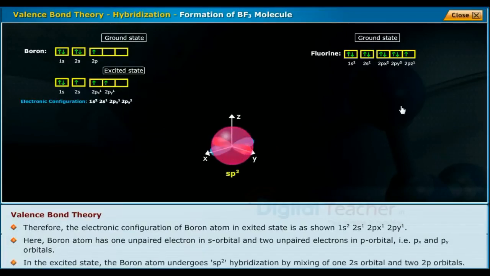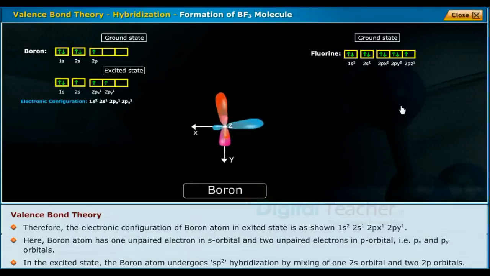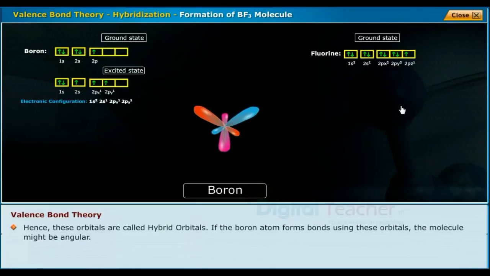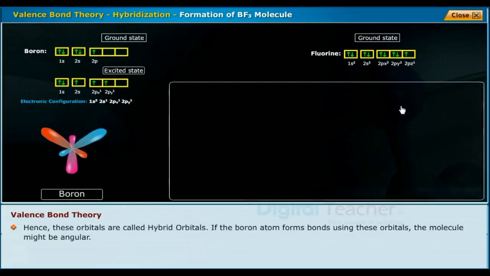In the excited state, the boron atom undergoes sp2 hybridization by mixing of one 2s orbital and two 2p orbitals. Hence, these orbitals are called hybrid orbitals. If the boron atom forms bonds using these orbitals, the molecule might be angular.